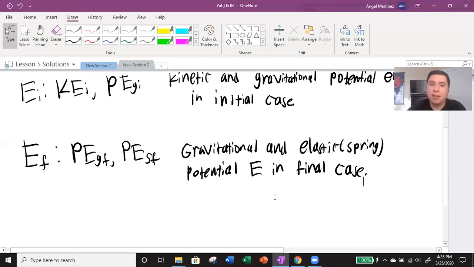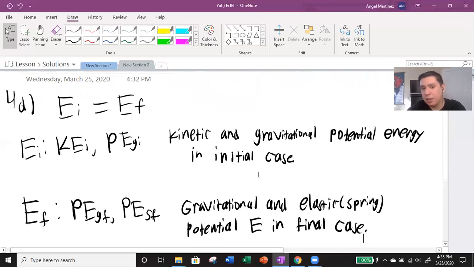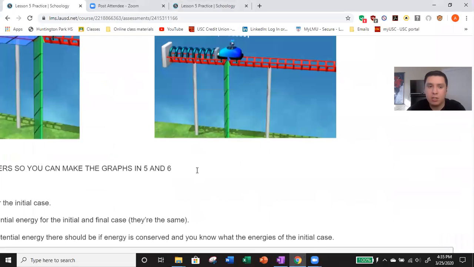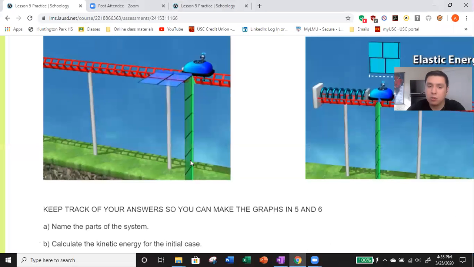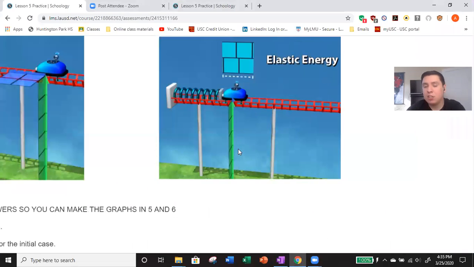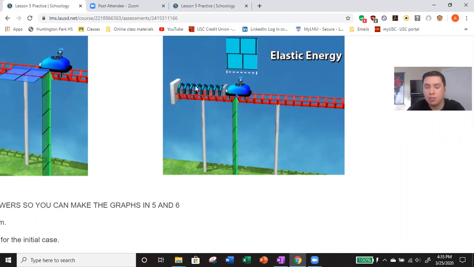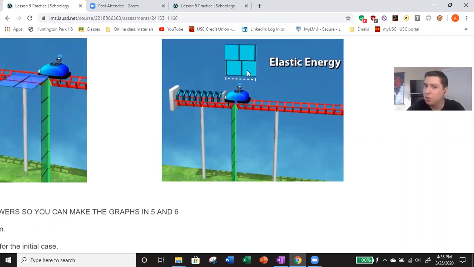So let's take a look at the diagram so you can see that. I said the first case only has kinetic and gravitational potential. We can take a look at the picture. Yeah, there's only gravity and it's moving. That's it. The final case, I said gravitational potential and elastic energy. So there's only the height it has from gravity, and then the elastic, the spring energy, potential energy. It's not moving, so there's no kinetic energy.